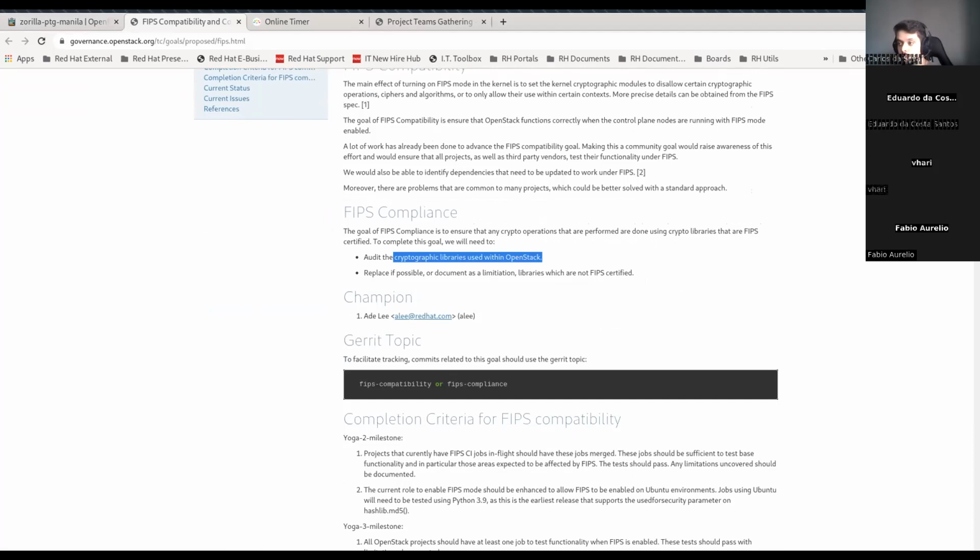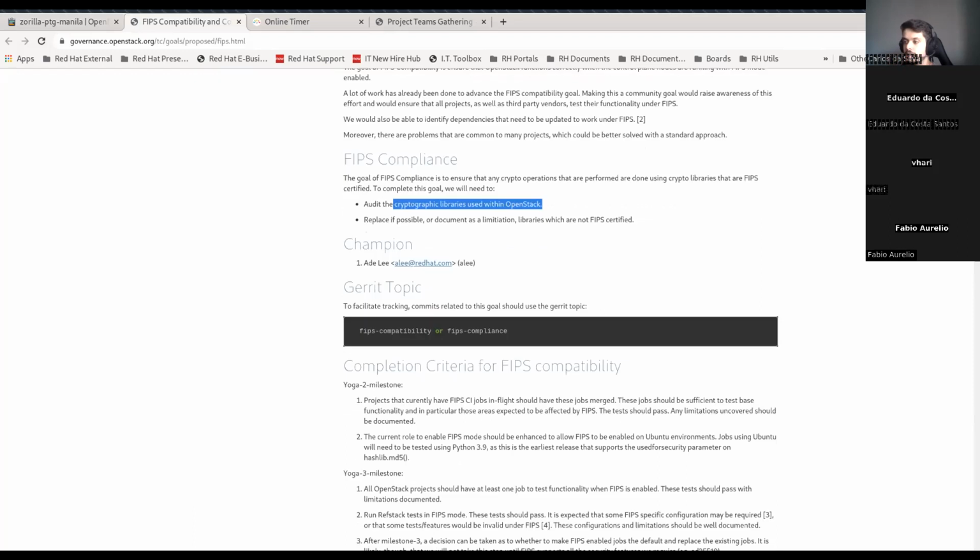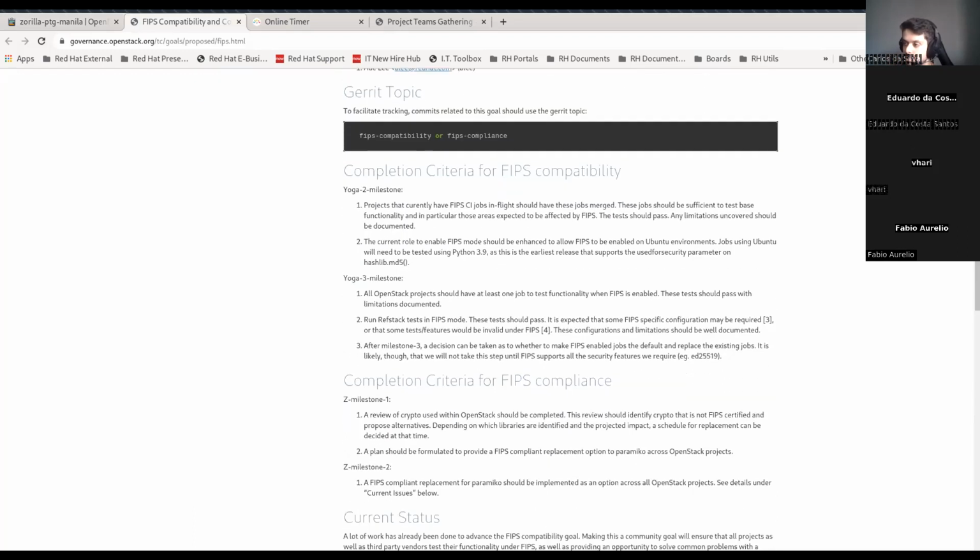The champion for this goal is Ade, and all of the changes proposed for this goal can be identified with the Gerrit topics FIPS compatibility or FIPS compliance. There are a few completion criteria for this here, and I think it's good to go over them a little bit.